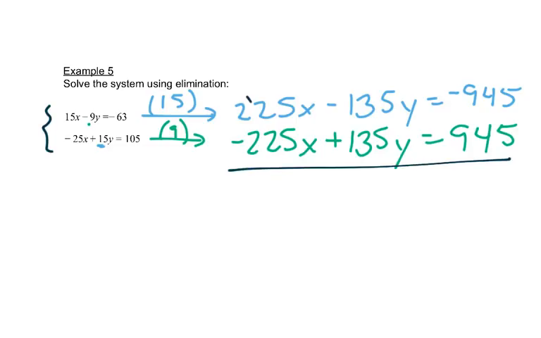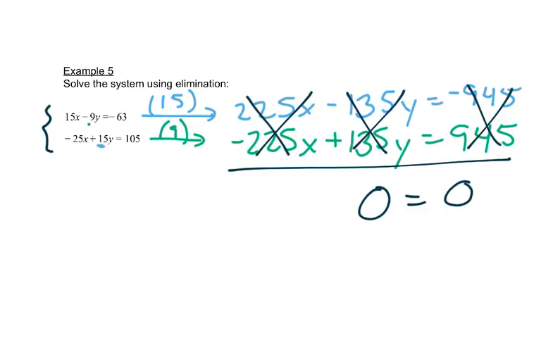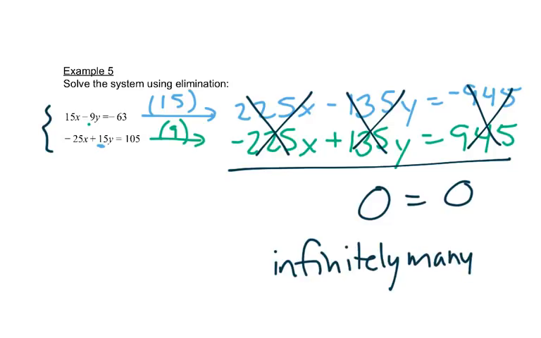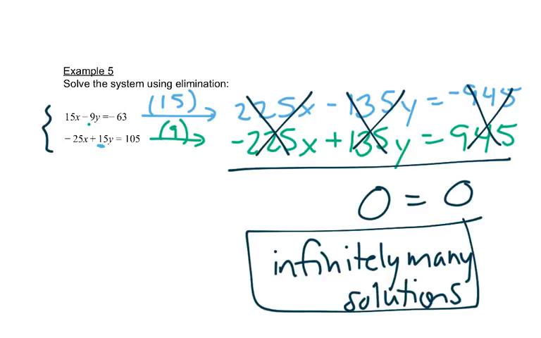So if we add these together, these cancel out, leaving me 0. These cancel out, leaving me 0. And I'm left with 0 equals 0, which is infinitely many solutions. This means those lines were really the same to begin with. In example 4, it meant those lines were really parallel to begin with. No solution.